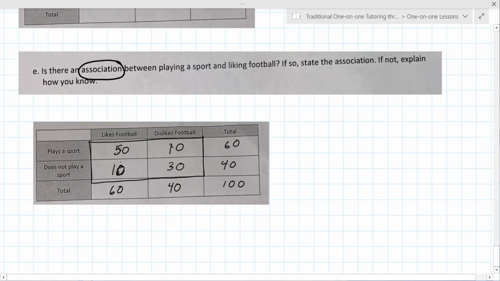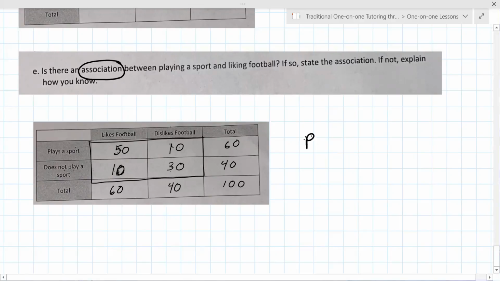Well, not necessarily. I know a lot of people that just like watching sports, but they don't like doing them. Exactly, and that may be what's going on here. It's also possible that you don't play a sport and you don't like football. There are four possibilities: like football and play a sport, like football and do not play a sport, play a sport and dislike football, do not play a sport and dislike football. And that's kind of what they're asking here.